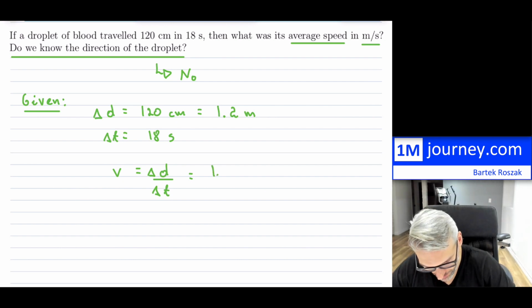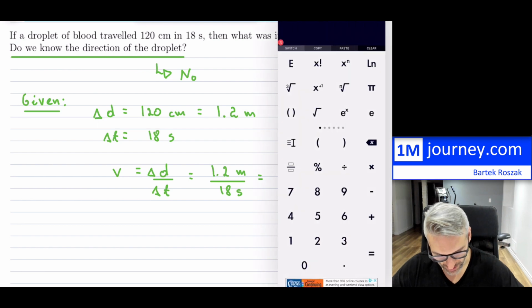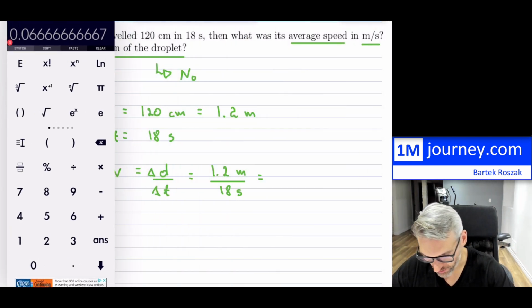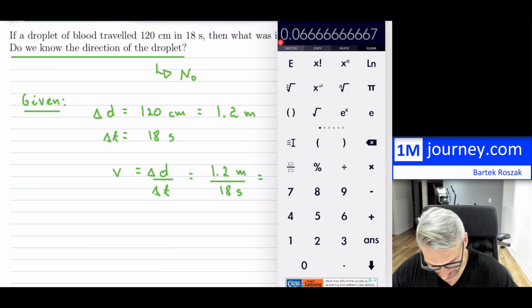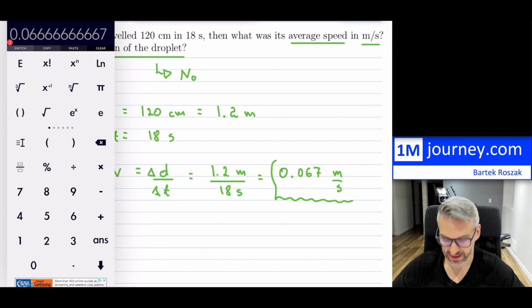So I would have had 1.2 meters all over 18 seconds, and I can obtain exactly what that is, because they do want it in meters per second. So 1.2 divided by 18, okay, so that's what I have. Now, let me just check. So two significant figures in total. So it's going to be 0.067 meters per second. And we do not have a direction in this case. All right, so that is it for this one.